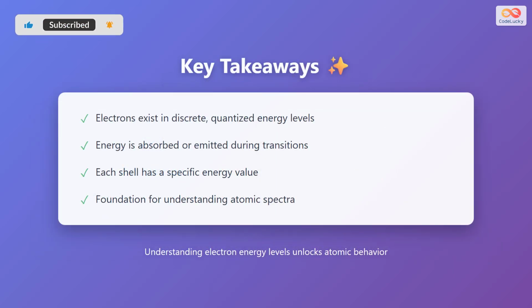Let's recap the key concepts. First, electrons exist in discrete, quantized energy levels, not in continuous regions around the nucleus. Second, energy is absorbed or emitted during transitions between these levels, always in specific amounts. Third, each shell has a specific energy value determined by the principal quantum number. Finally, understanding electron energy levels is the foundation for understanding atomic spectra and chemical behavior. The Bohr model, while simplified, gives us powerful insights into how atoms work and why they produce the light spectra we observe in laboratories and stars.